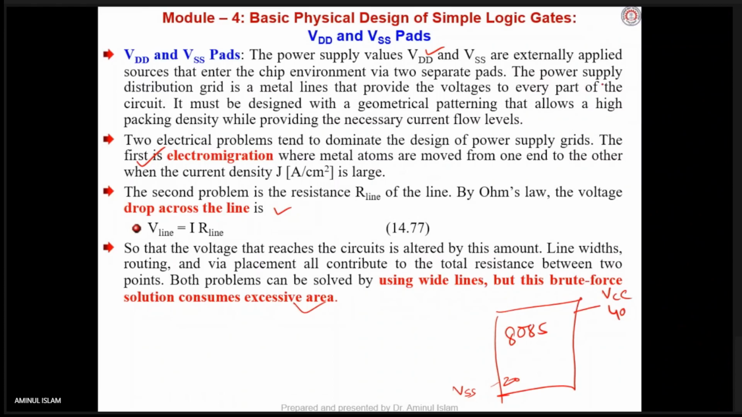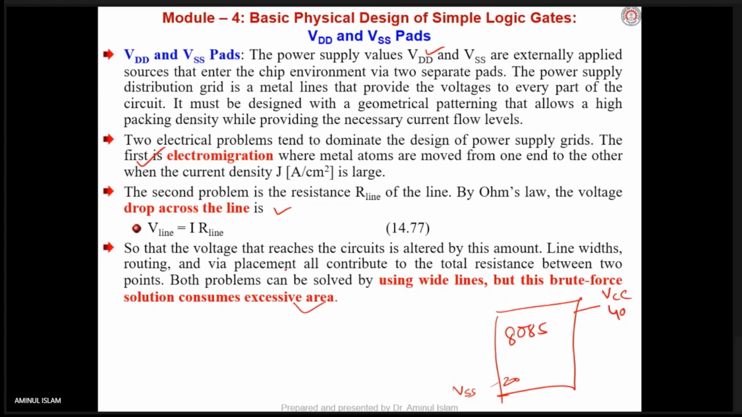The power supply distribution grid is a set of metal lines that provide the voltages to every part of the circuit. It must be designed with a geometrical patterning that allows a high packing density while providing the necessary current flow levels. I mean, thinking about area and also current driving capability. All wires cannot supply an equal amount of current. Higher current should flow through wider and thicker interconnects. How they are laid out, we'll see in future slides.